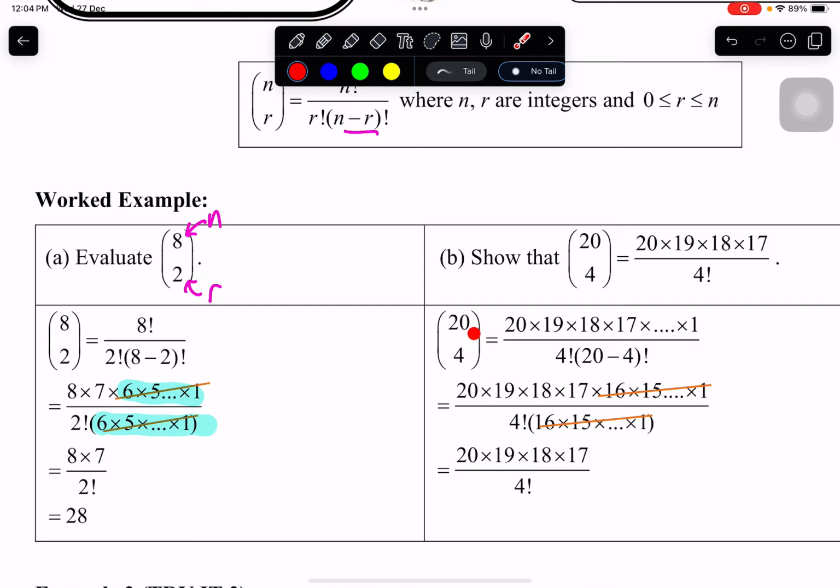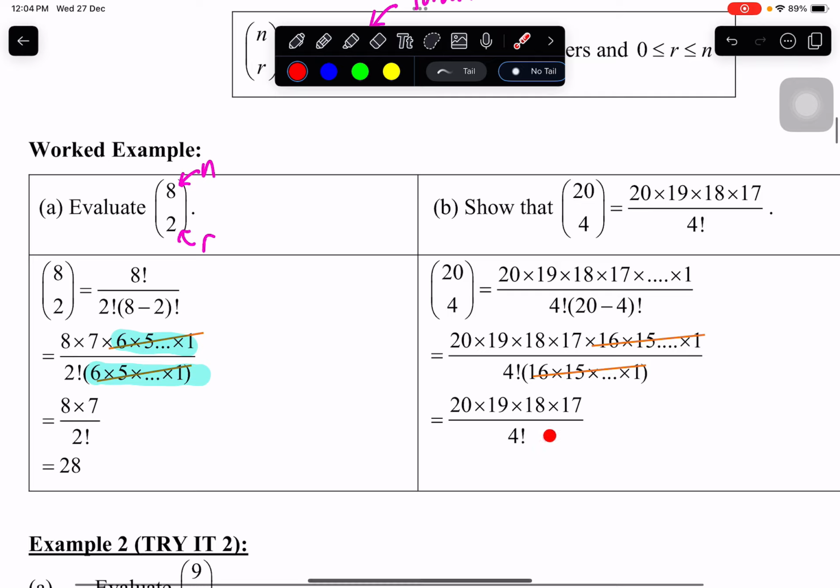Example B would be exactly the same, and I will just leave my answer like that because this is a relatively large number.